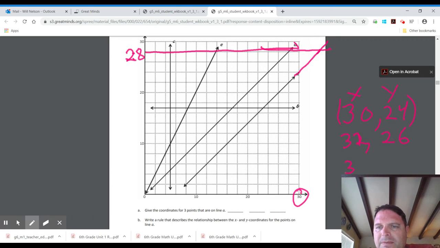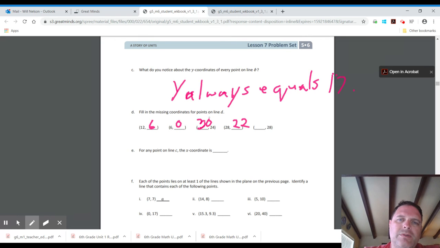X goes up to 34. We're adding 2, and y is 28. And this is our number, 34, 28. You just need to know how much each one is going up by on a line. So you figure out how far up it goes each time and how far over it goes each time. For any point on line C, the x-coordinate is blank.